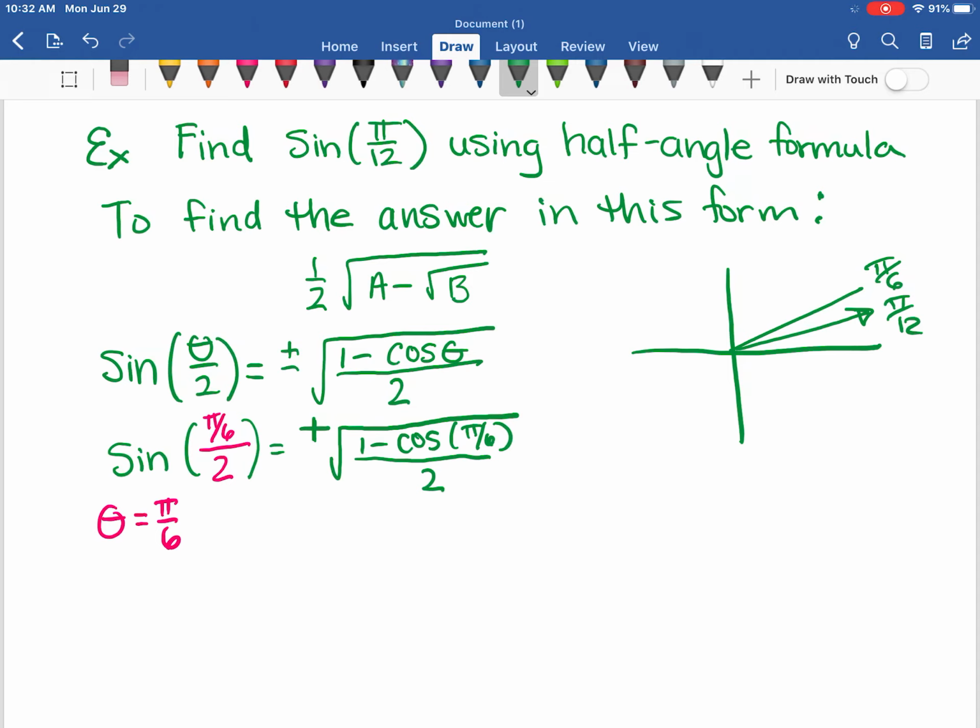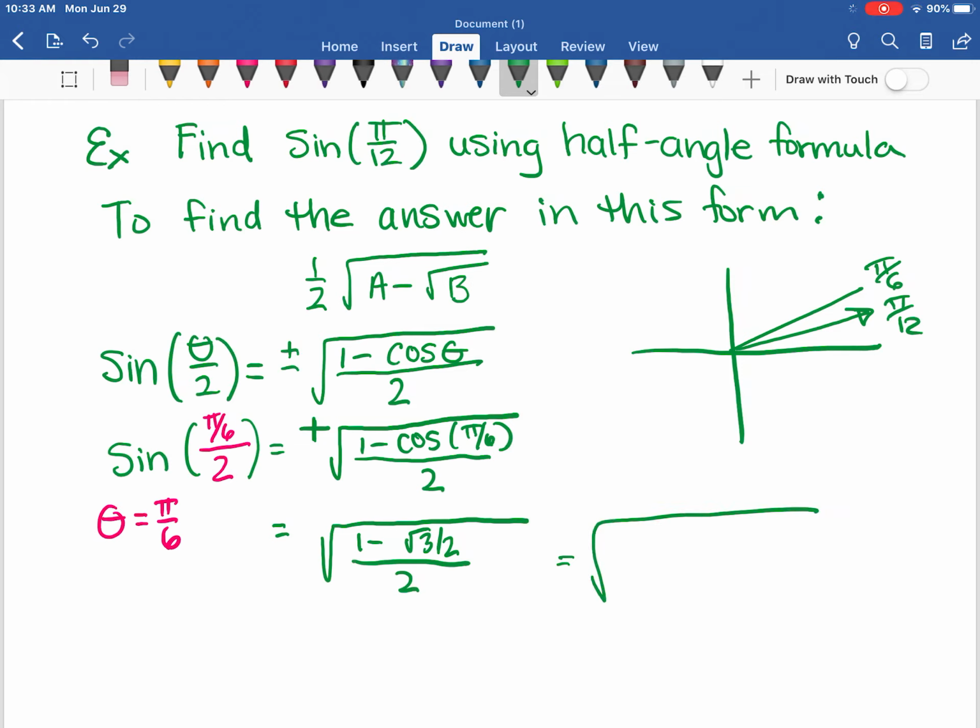Okay, now this is the answer, but we're going to do a little bit of rearranging so that we can get it into the form that your homework is asking for. So cosine of pi over 6, if we look at the unit circle, is the square root of 3 over 2, all over 2. Now, we're going to clear the fractions because we have a complex fraction. We have the square root of 3 over 2 within a whole other fraction. So I'm going to multiply everything by 2 to clear the complex fraction.